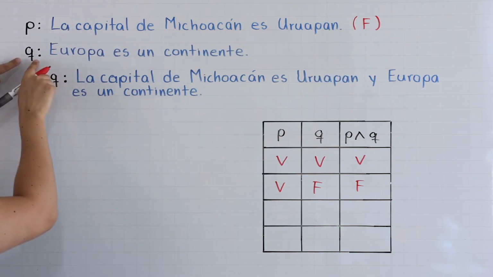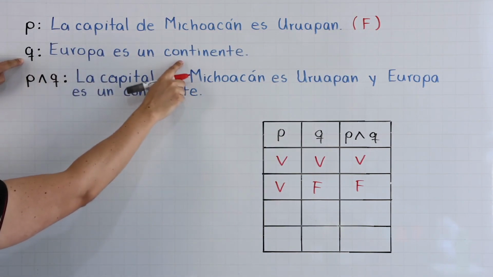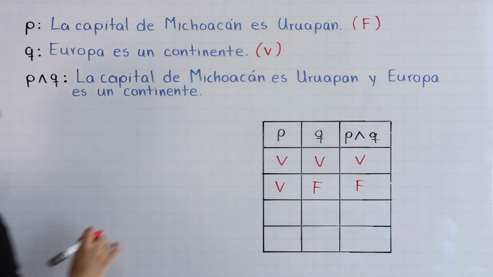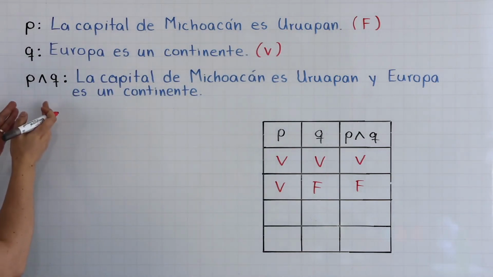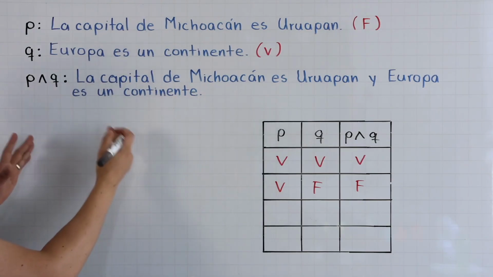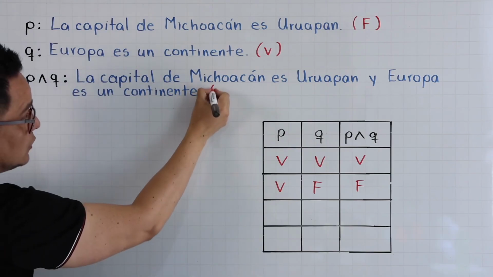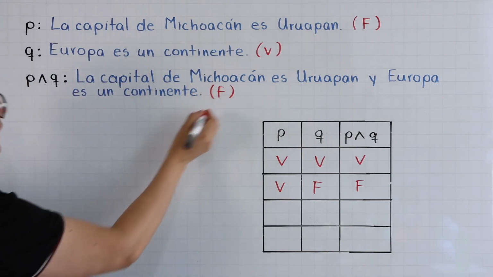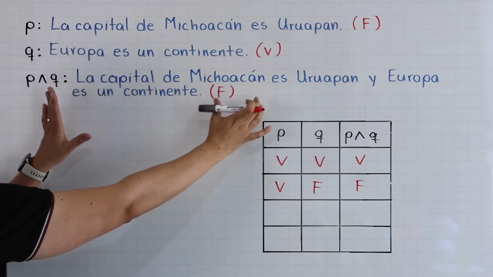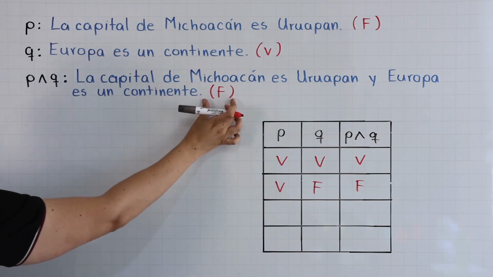Now let's look at the truth value of this proposition Q. It says, Europe is a continent. It's a true proposition. So let's put a T in parentheses. Now let's see what happens with the conjunction. It says, the capital of Michoacán is Uruapan, and Europe is a continent. This compound proposition is false, right? It's not true that the capital of Michoacán is Uruapan, and Europe is a continent. So the whole compound proposition is not true. So for that reason, I'm marking it as false here.